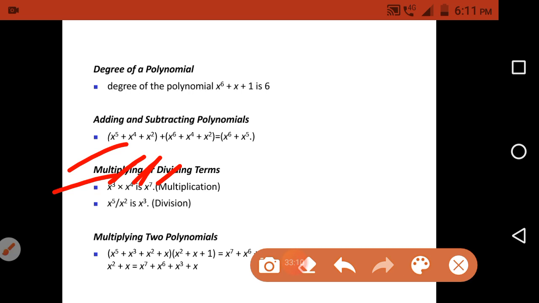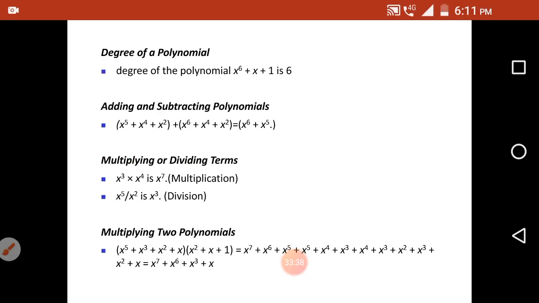In the multiplication, we need to add the powers of each term. In the division operation, what we need to do? We need to subtract the powers of each term. So here x raised to 5 divided by x raised to 2 means 5 minus 2, 3. The final result will be x raised to 3. In this way we need to perform the multiplication and the division.